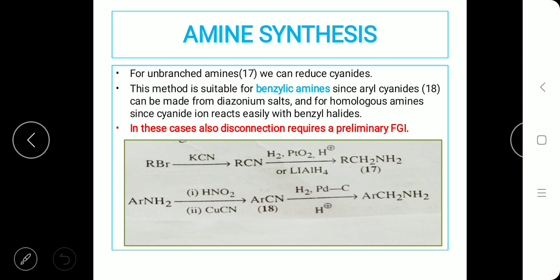For unbranched amines, we can reduce cyanides. This method is suitable for benzylic amines, since aryl cyanide 18 can be made from diazonium salt, and for homobenzylic amines, since cyanide ion reacts easily with benzyl halide. Hence we can use this method of using a cyanide as an intermediate, because we can easily do the disconnection and easily get the amine. So this is a good intermediate which you can use, or this can be used as the functional group interconversion whenever we have a primary amine. Okay.